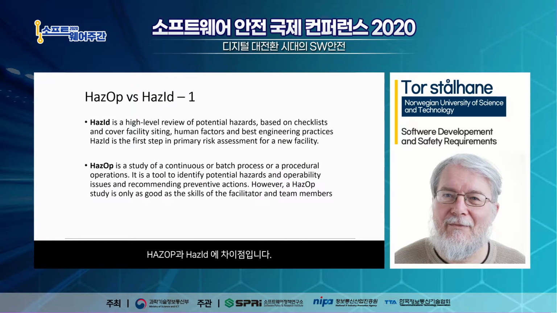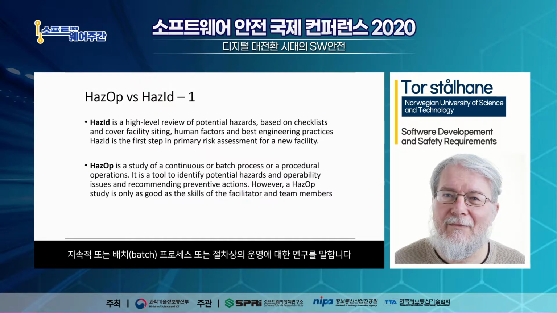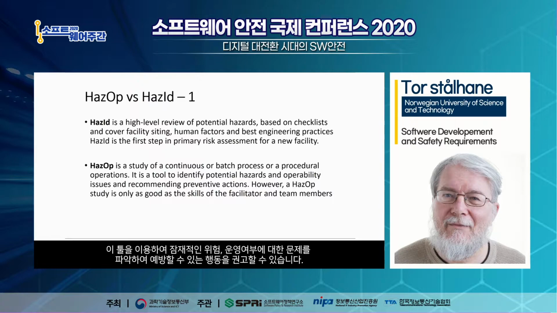Now, we will start with analysis. We'll start with a hazard identification, which is a high-level review of potential hazards. That's usually based on checklists and covers facility siting, human factors, and best engineering practices. And it is or should be the first step in primary risk assessment. And HAZOP, which is a study of continuous or batch processes or a procedural operation. It is used to identify potential hazards and operational issues and recommend preventive actions.